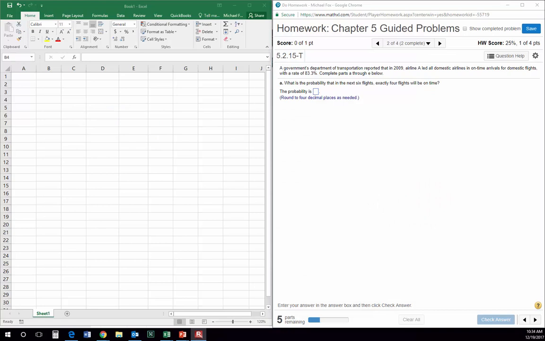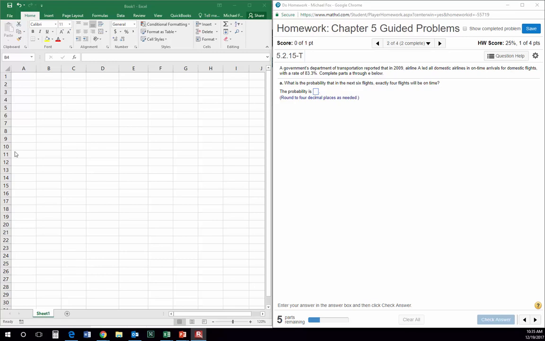All right, our second question is a binomial probability distribution. We can tell it's binomial because, well, let me just read through it and I'll tell you why. The government's Department of Transportation reported in 2009, Airline A led all domestic airlines in on-time arrivals for domestic flights with a rate of 83.3%. Complete the parts A through E below. So we know it's binomial because flights could either be on time or not on time, and that's it. That's only two options. That's a binomial probability.